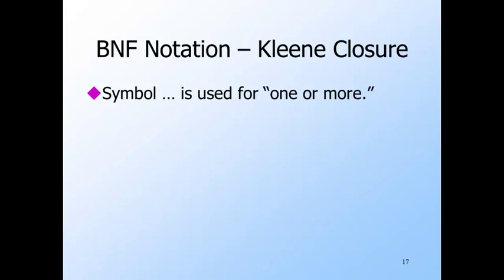Another extension of BNF is similar to the Kleene star, but it means one or more rather than zero or more. We follow a symbol or a bracketed expression by an ellipsis (...) to mean one or more occurrences of the symbol or the symbols within the brackets.